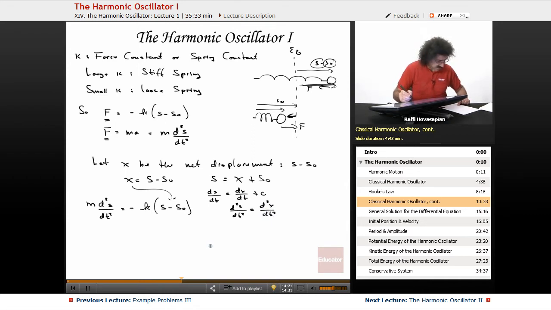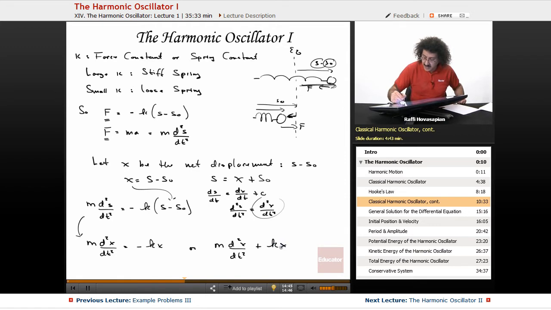That's it. Nothing strange going on here. So when I put this in for this, I get m d squared x dt squared equals minus kx, or more appropriately, m d squared x dt squared plus kx is equal to 0. This is the differential equation for a harmonic oscillator. This is the equation that we solve in order to find the function x of t.